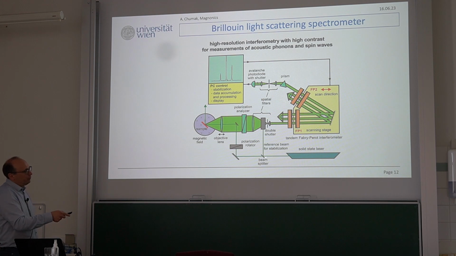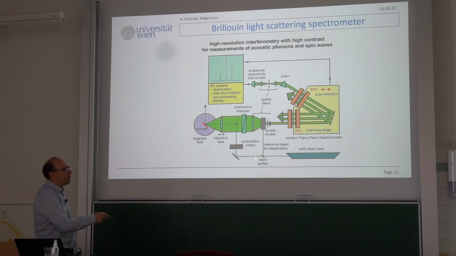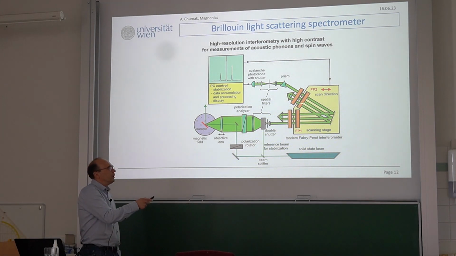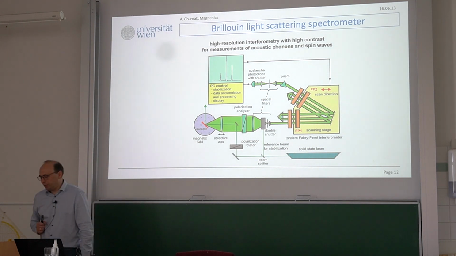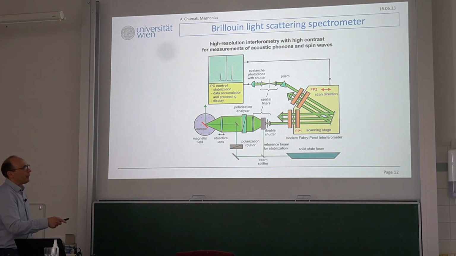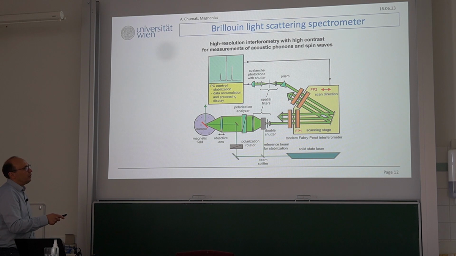So we send the laser. Part of the laser beam is already taken away with this beam splitter, and it goes to the interferometer, for a technical reason: it's a reference beam which is needed for the interferometer to operate properly. The rest of the light goes through.